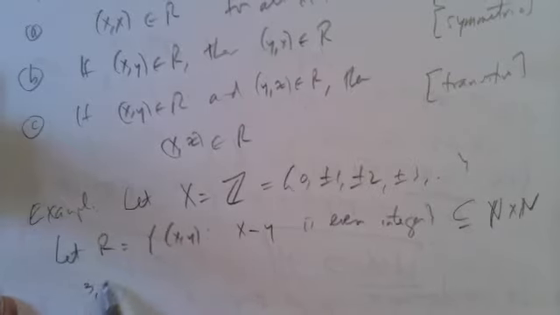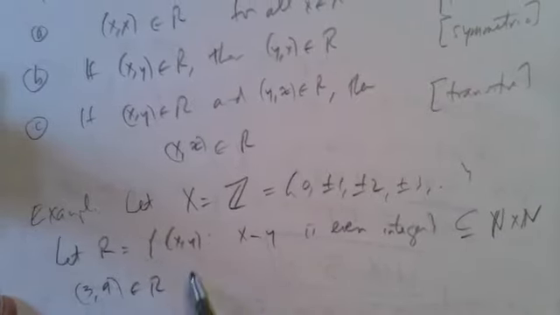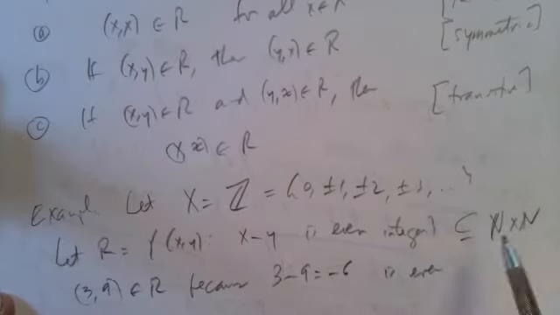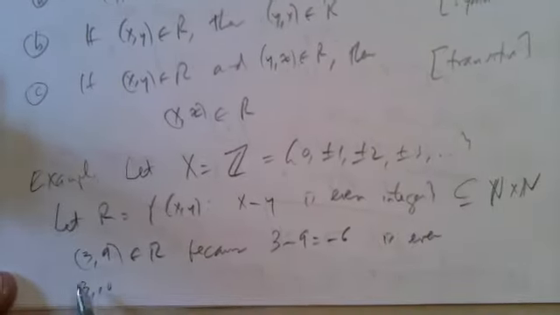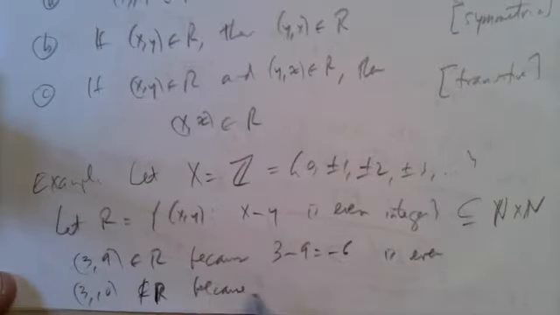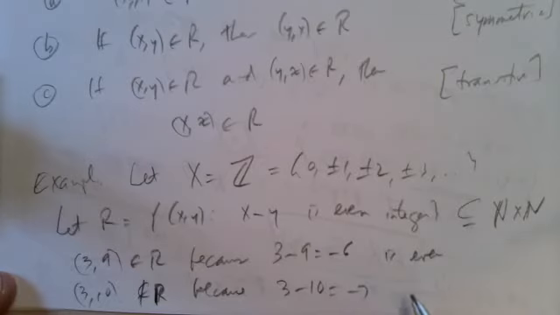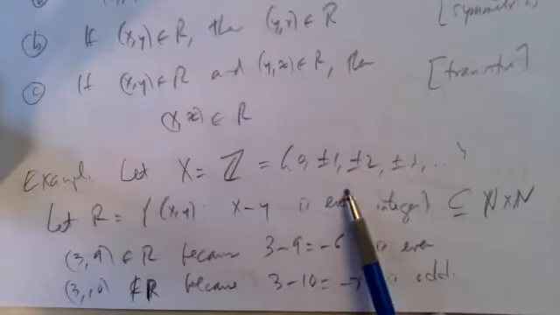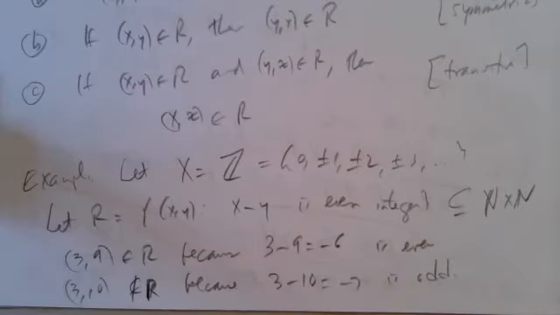So for example, 3, 9 is in R, because 3 minus 9 is minus 6, which is even. 3, 10 is not in R, because 3 minus 10 is minus 7, which is not even, it's odd. So I can take a relation on the integers to be all pairs x, y of integers where x minus y is even. Okay, any questions about this example I'm setting up?